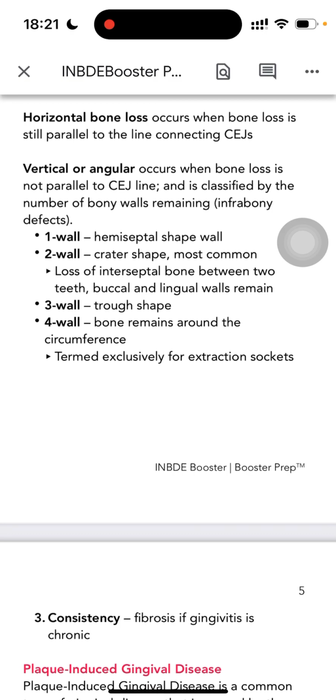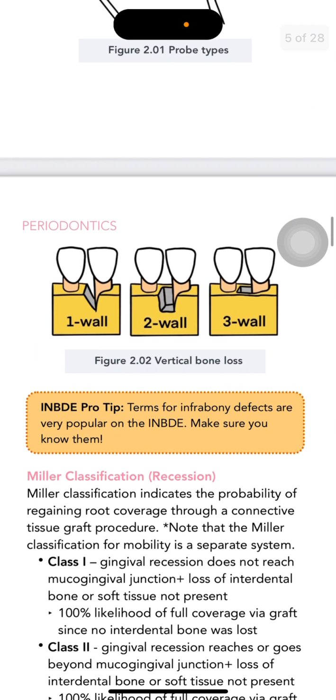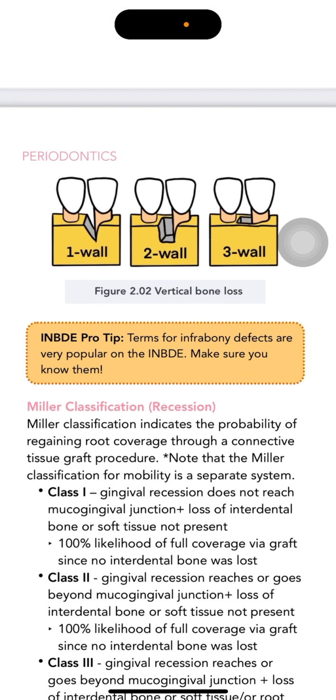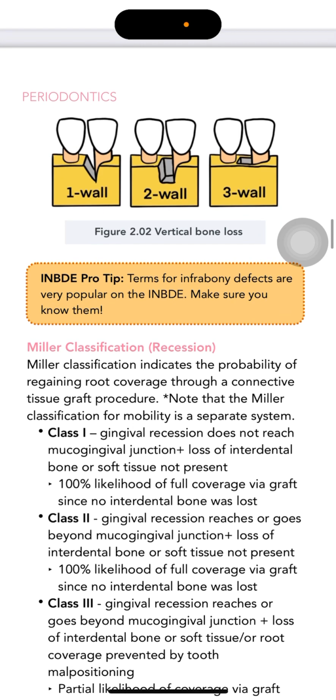Terms exclusively for extraction sockets: 1 wall, 2 wall, 3 wall vertical bone loss. INBDE pro-tip: terms for infrabony defects are very popular on the INBDE. Make sure you know them.